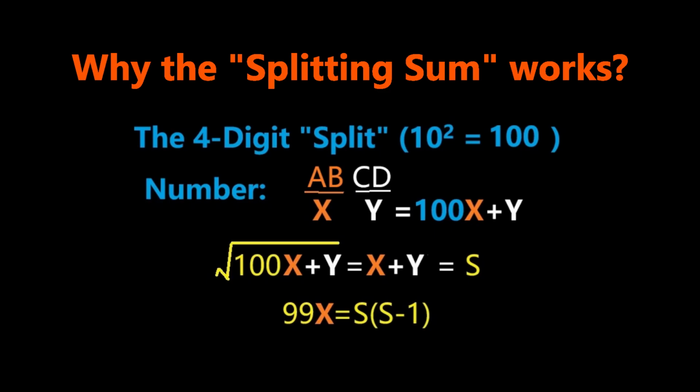In the 4-digit case, the critical value is 99. Define a 4-digit number ABCD. You are splitting it into two parts, x equals AB, and y equals CD. Mathematically, the number itself is represented as 100 times x plus y. Let S be the split sum of the parts, x plus y. Then, the square root of this number equals S. This special rule holds if and only if the split sum satisfies a precise algebraic condition. Multiply the split sum S by S minus 1, and the result must be divisible by 99. We'll uncover the details behind this shortly.